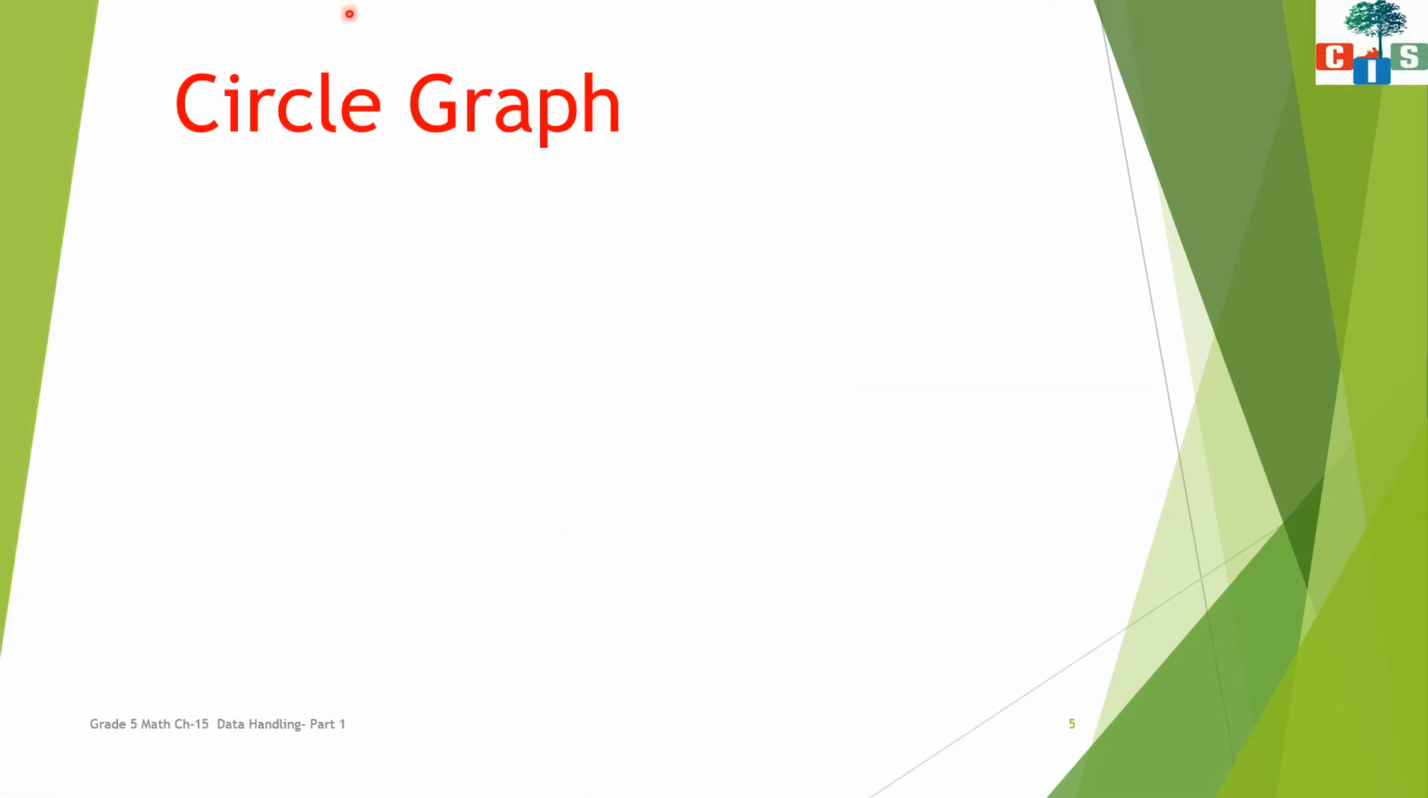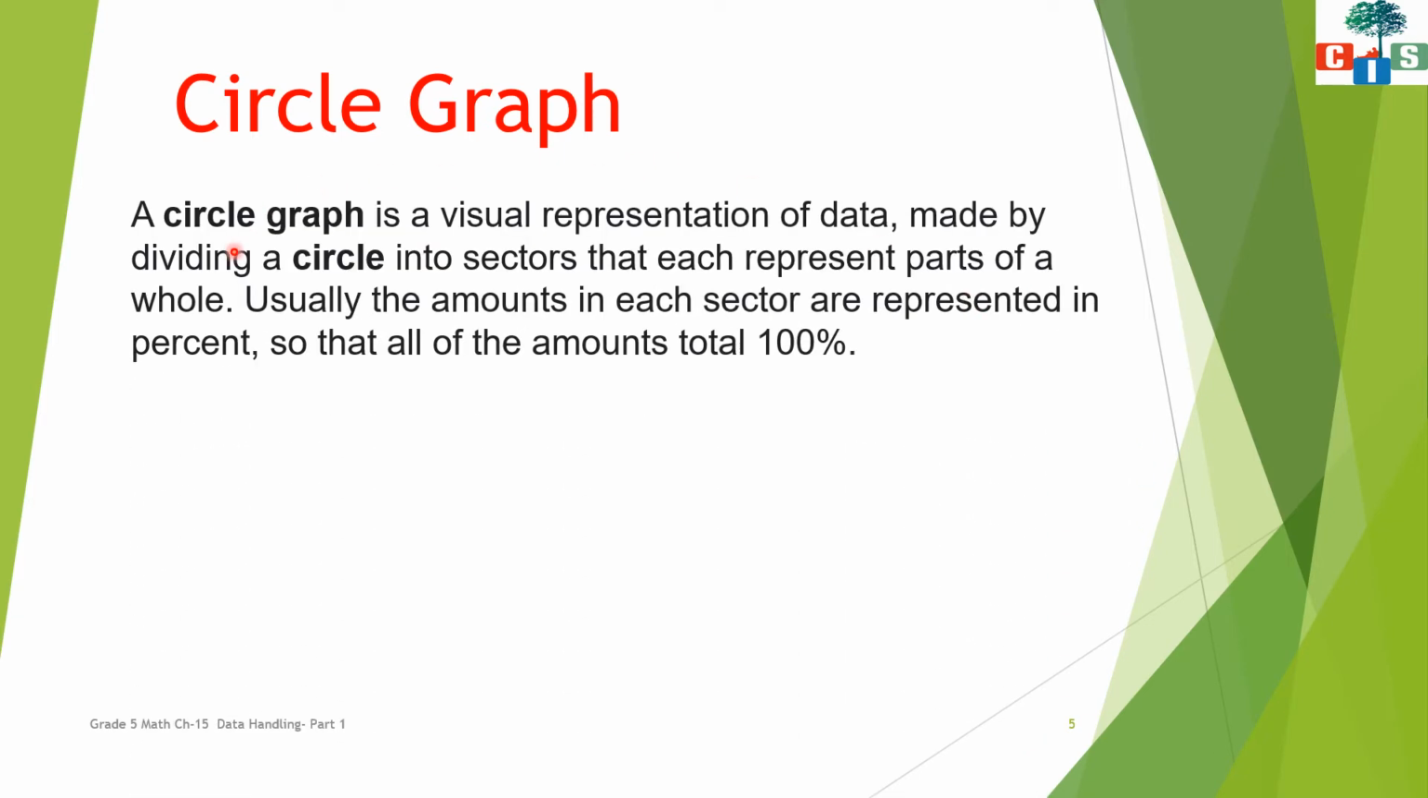So scholars, let's see about circle graph. A circle graph is a visual representation of data. It is made by dividing a circle into different sectors, into different parts, and each part or sector represents some information. It is a part of that whole circle. Usually the amounts in each sector are represented in percentage so that when we total all of the amounts we get 100%.